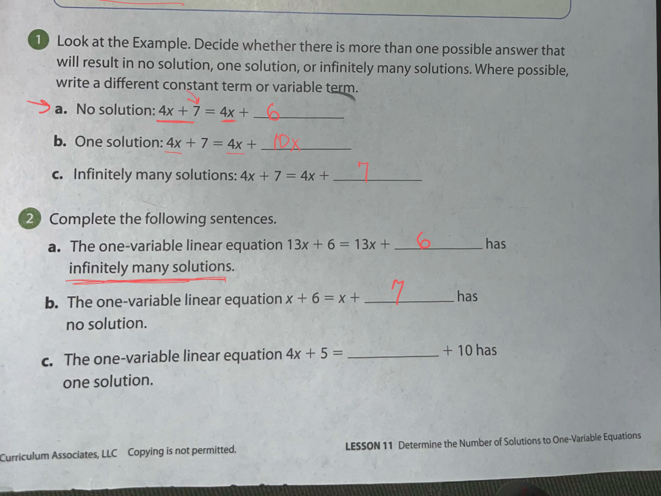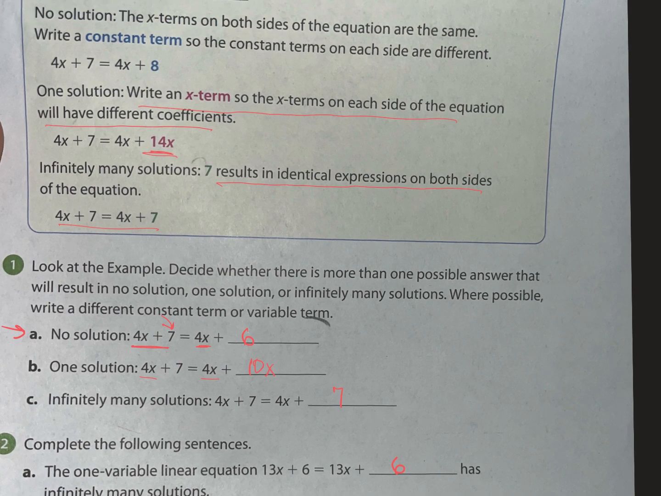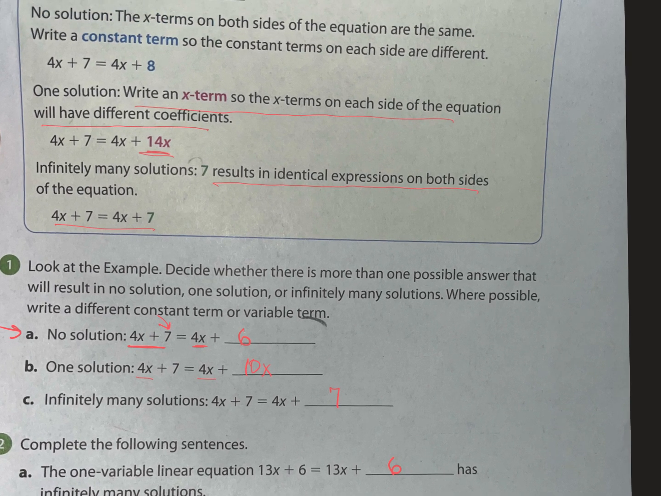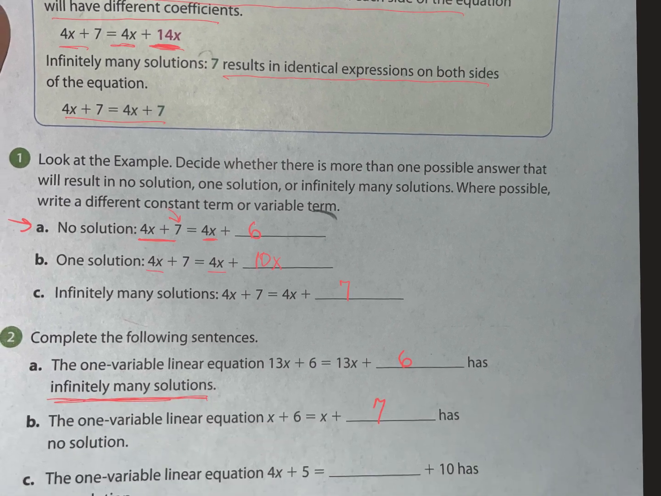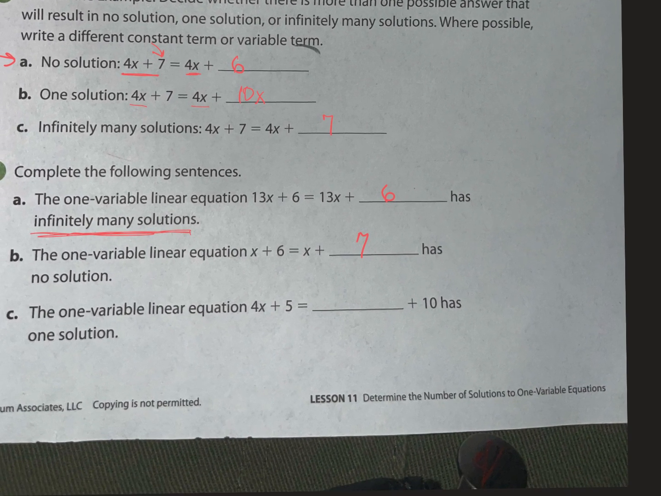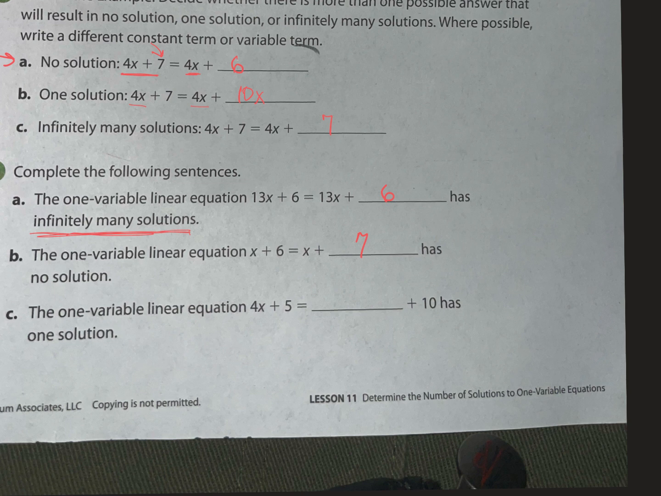And then for one variable linear equations, 4x plus 5 equals blank plus 10 has one solution. And then you go back up here in one solution. It says one solution has x terms on each side of the equation that have different coefficients. So this coefficient is 14. It's different from 4 and 4. So all you need to do is go down here and put another variable term that has a different coefficient. So I would say 6x. And that's how you complete that page.